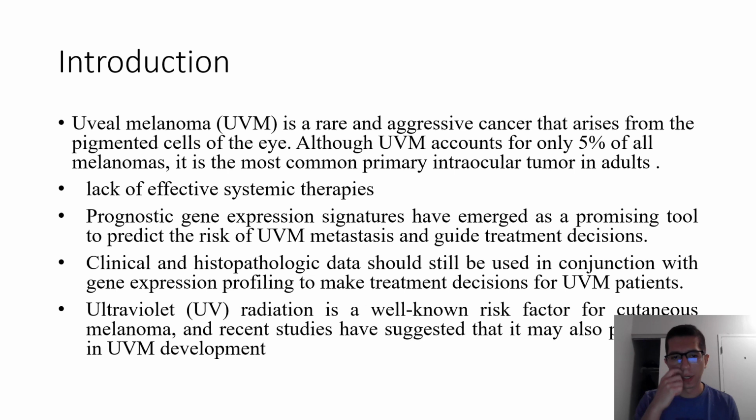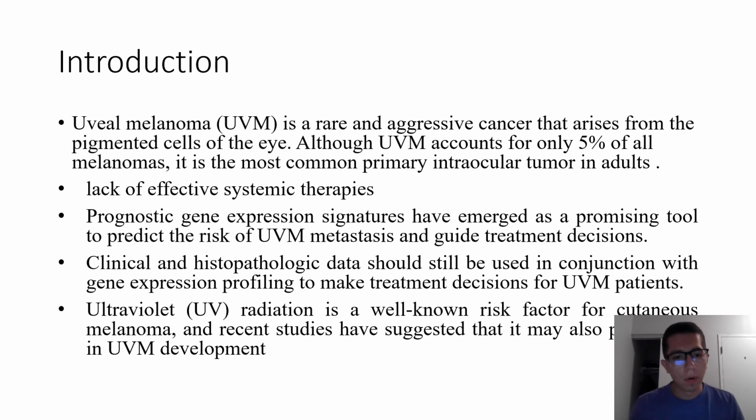As an introduction, uveal melanoma is a rare and aggressive cancer that arises from the pigmented cells of the eye. Although UVM accounts for only around 5% of all melanomas, it is the most common primary intraocular tumor in adults, and there is a lack of effective systemic therapies.